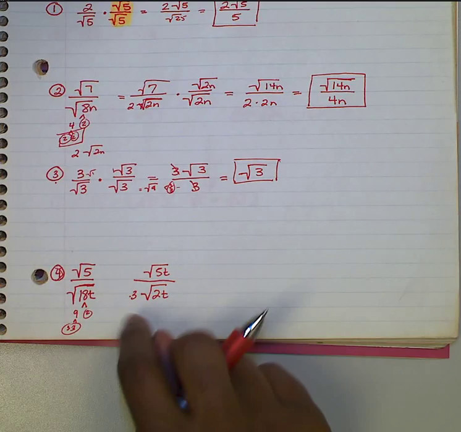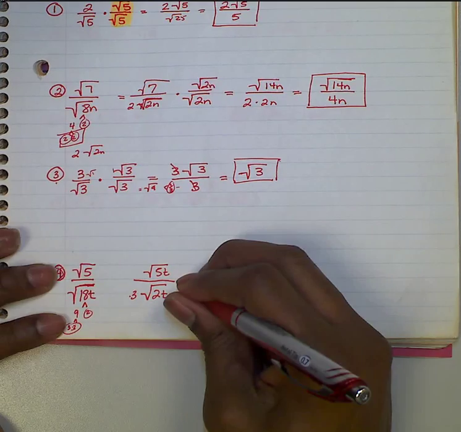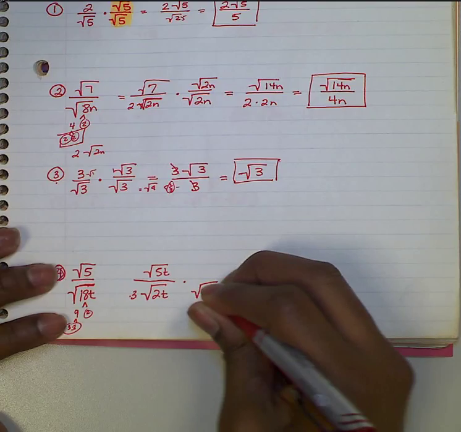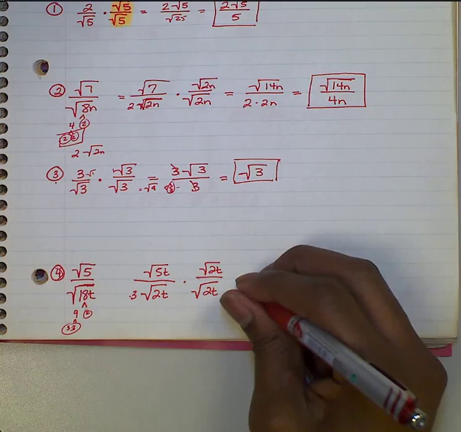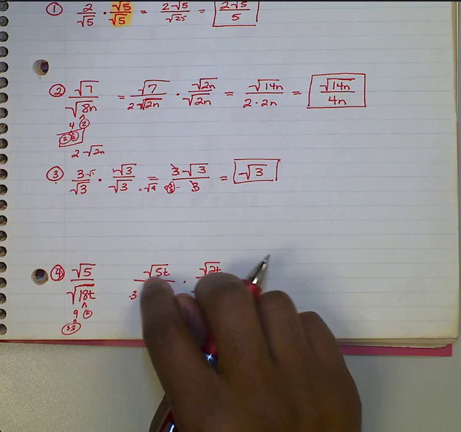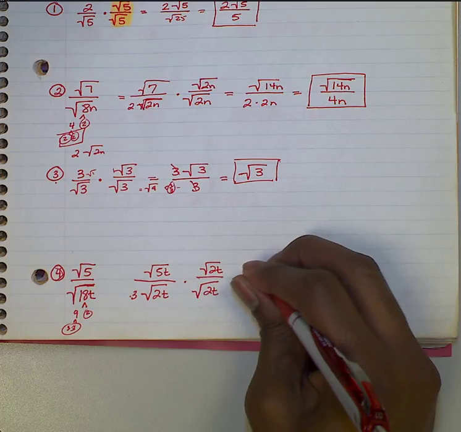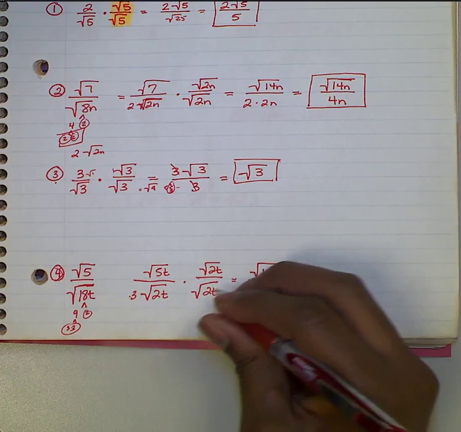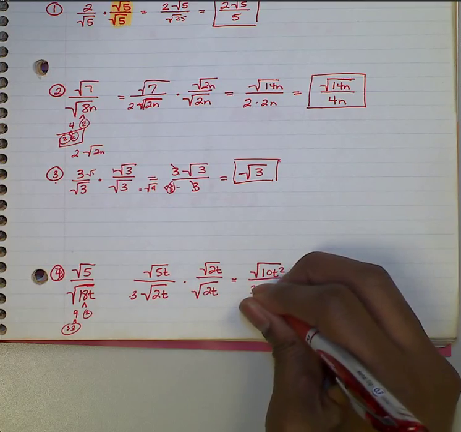Need to get rid of this radical in the denominator, or else it will not be in simplest radical form. So I do that by multiplying by fancy 1. It's radical 2t over radical 2t. Okay. My numerator, they're both inside the radical, so I can multiply them together. Radical 10t squared. My denominator, I have 3 radical 2t, so I have 3 times what will just be 2t.